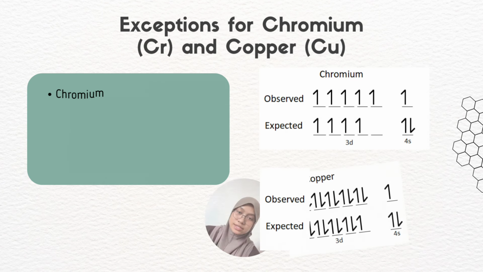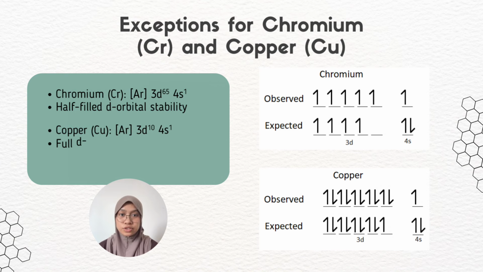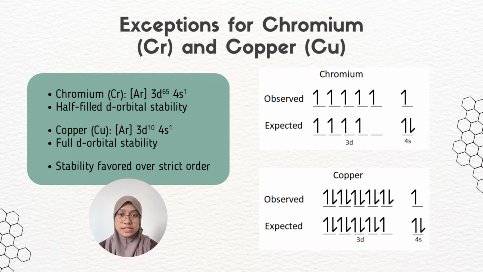There are important exceptions to the normal filling order, namely chromium and copper. Chromium has the configuration [Ar] 3d5 4s1 instead of [Ar] 3d4 4s2. Copper has the configuration [Ar] 3d10 4s1 instead of [Ar] 3d9 4s2. These exceptions occur because half-filled and fully filled d orbitals provide extra stability to the atom.